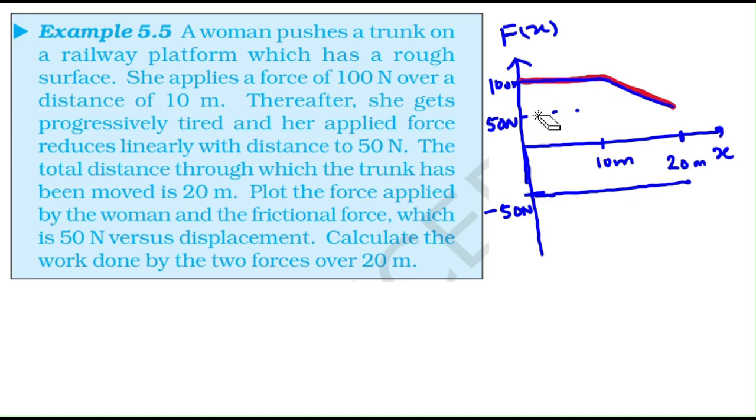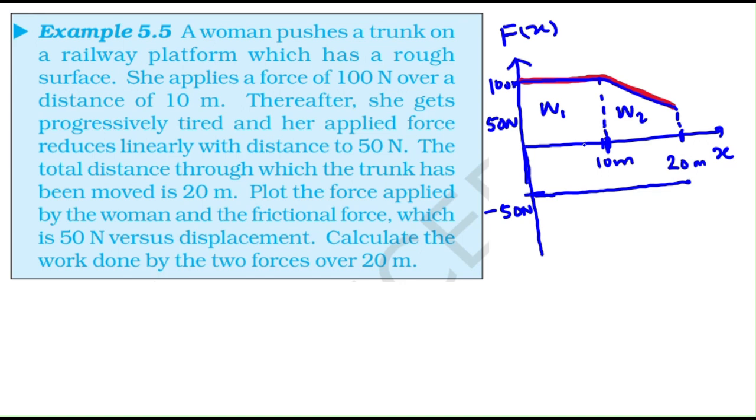Now we have to calculate the work done by the two forces. First, the applied force, and second, the frictional force. We have to calculate the area under this curve. You can separate it into two different segments, one up to 10 meters, another from 10 to 20 meters. Let's say this area is W1 and this is W2. This area is how much?